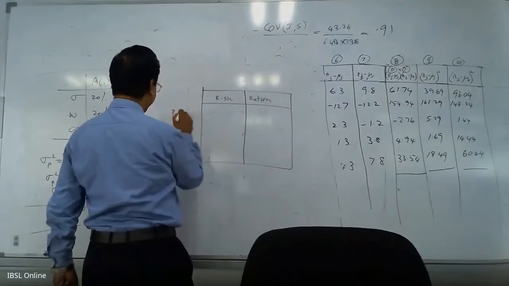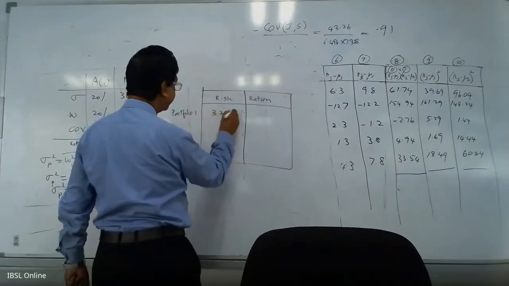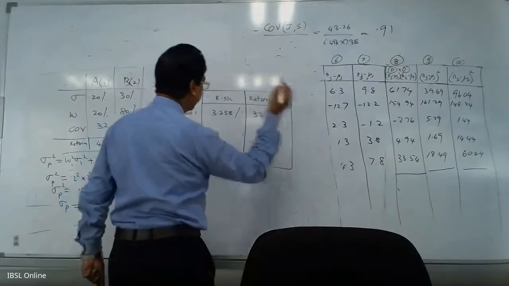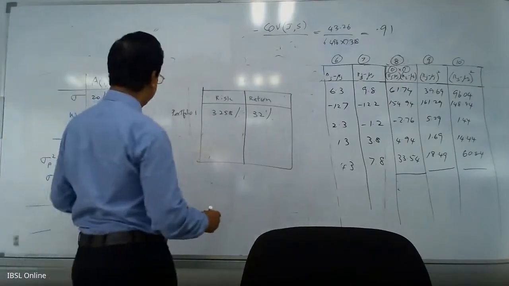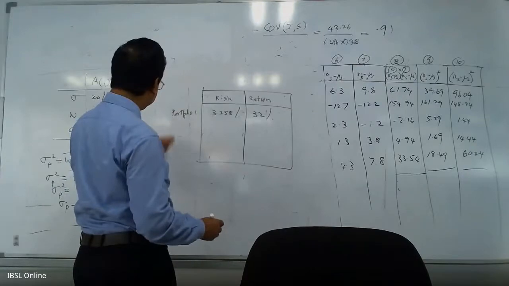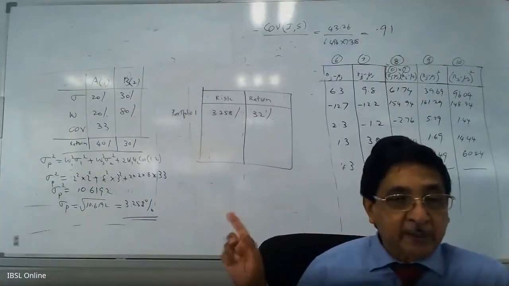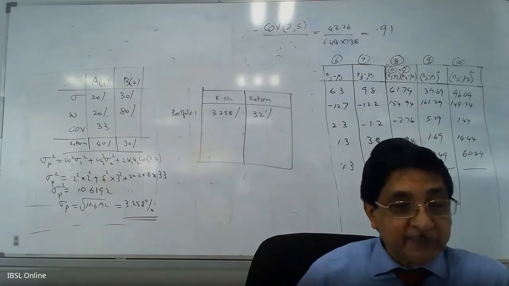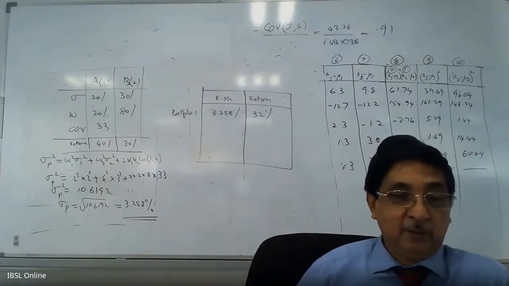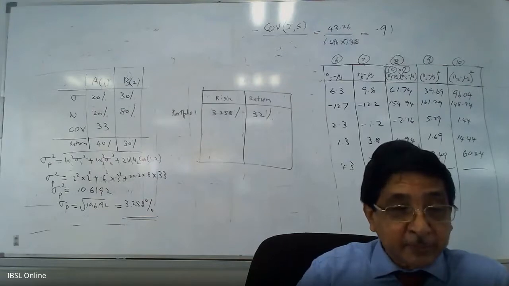We can say portfolio 1. Risk is 3.258. Return is 32%. This is the portfolio. Now, we can just get those things by changing the weights. This particular result we got through the weights: asset number 1 is 20% and asset number 2 is 80%. Now we can look at it again by changing the composition of assets in the portfolio.